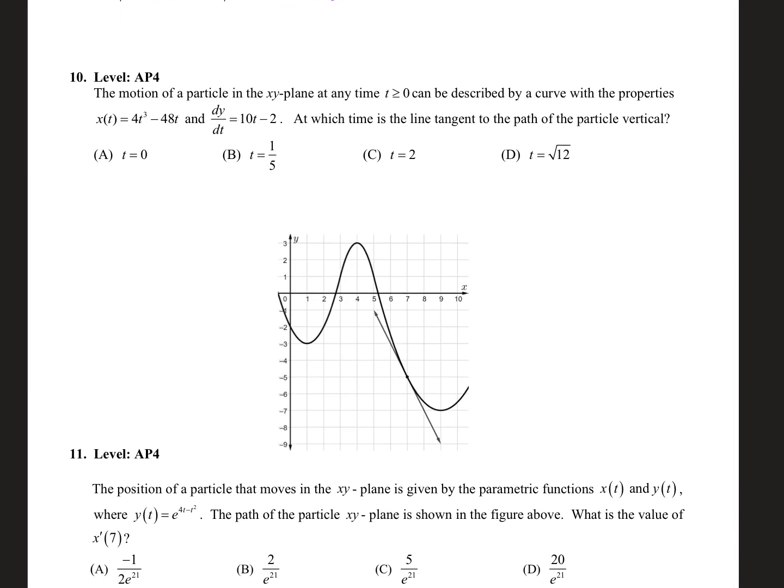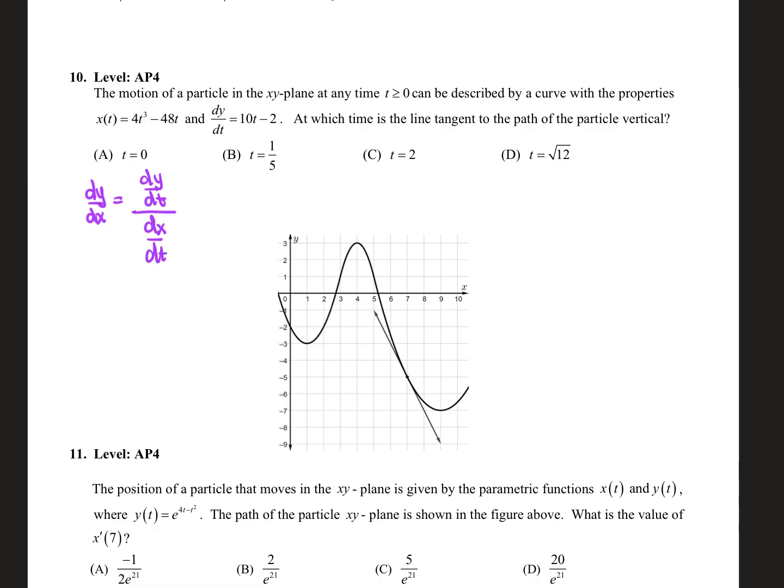The motion of a particle in the xy plane at any time t greater than 0 can be described by the curve with the properties. We have a value for x and a value for dy dt. At which time is the line tangent to the path of the particle vertical? Okay, so first thing we're going to look at is the slope, so dy dx. That is the same thing as dy dt over dx dt.